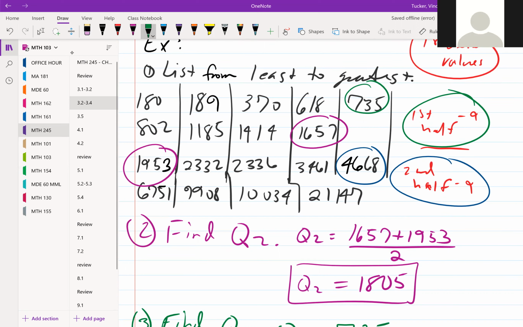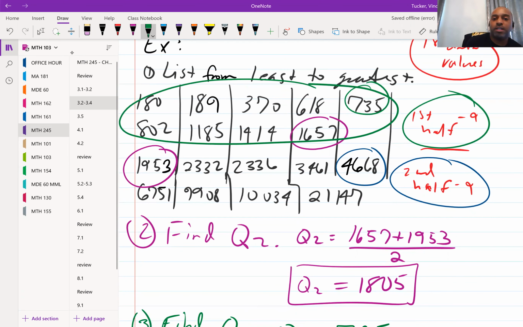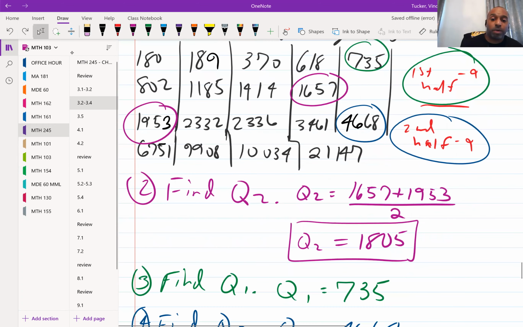So that's an awesome segue into our next one. Next step, Q1. Now, this whole first half, the 9 values, is the first half of data. So if you want the middle value of the first half of data, all you're going to do is just pick the middle value because we have 9 values. Remember, if we have an odd number of data values, all you have to do is pick the middle value. And so that would be the 735 that she was alluding to. And so that's why Q1 is 735.